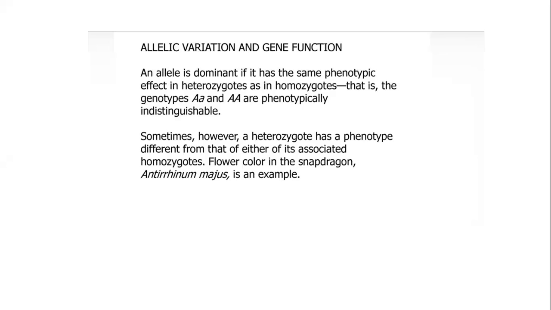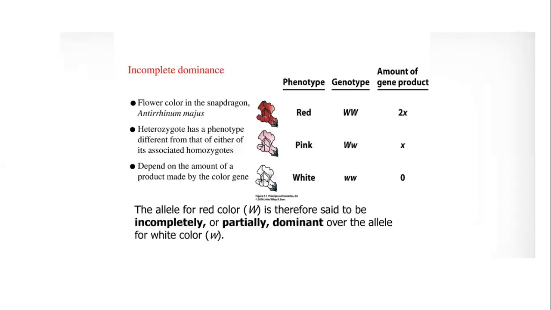Sometimes, however, a heterozygote has a phenotype different from that of either of its associated homozygotes. Flower color in the snapdragon is an example. On the basis of this variation, the dominants can be divided into two major forms. One is the incomplete dominant, and the second one is the codominance.